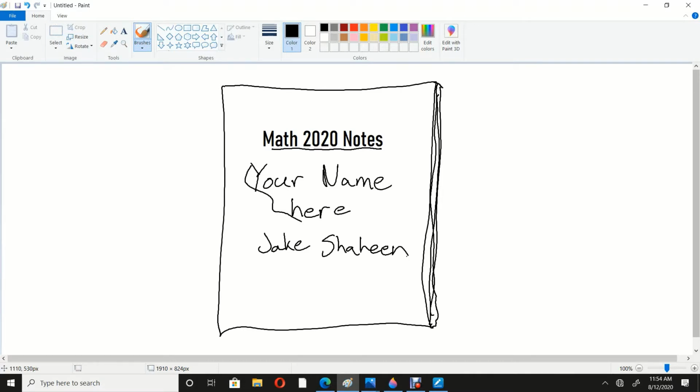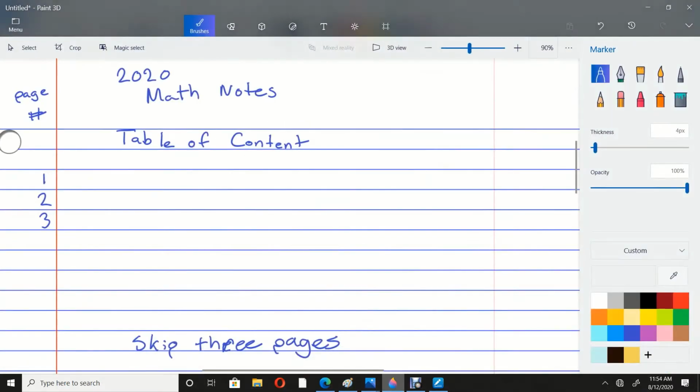Now, once you've got your title page or your cover set up, we're going to open your composition to the very first page, and we are going to start by creating a table of content. At the top, you write 2020 Math Notes, table of content. That'll be on the very first page. In this top right corner, you'll have the page number, and we'll have a list going down here. You don't need this. We're going to skip 3 pages from this.